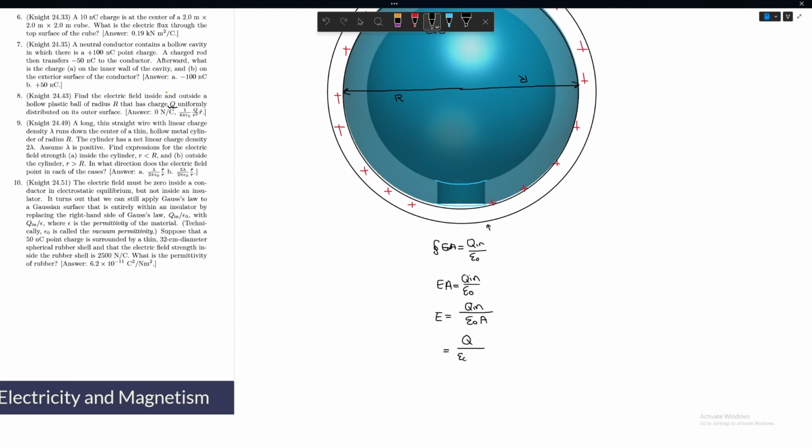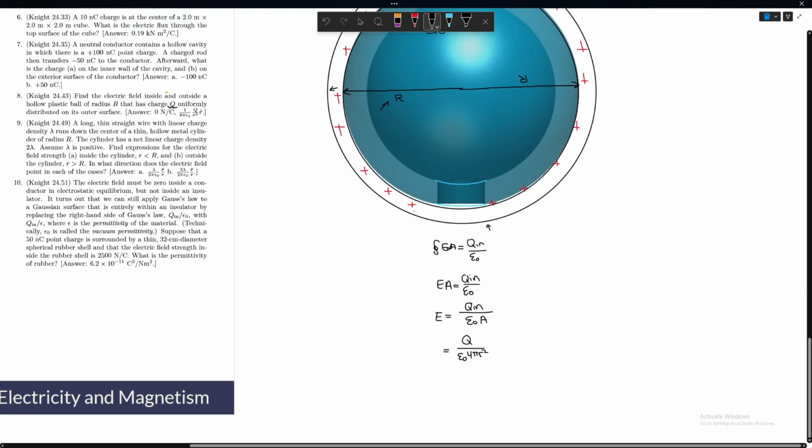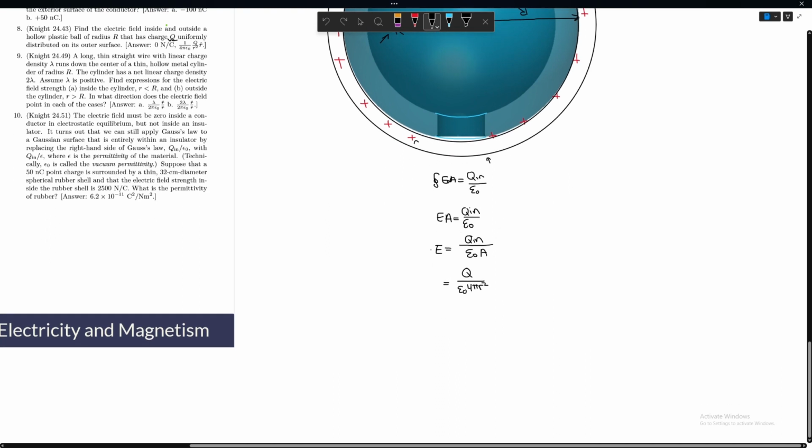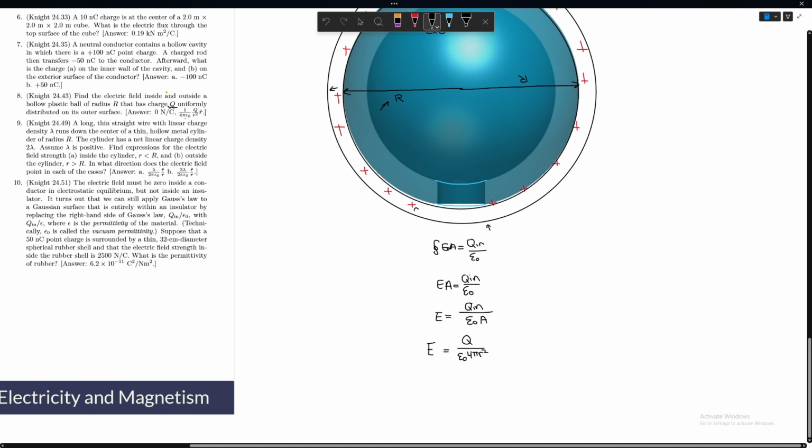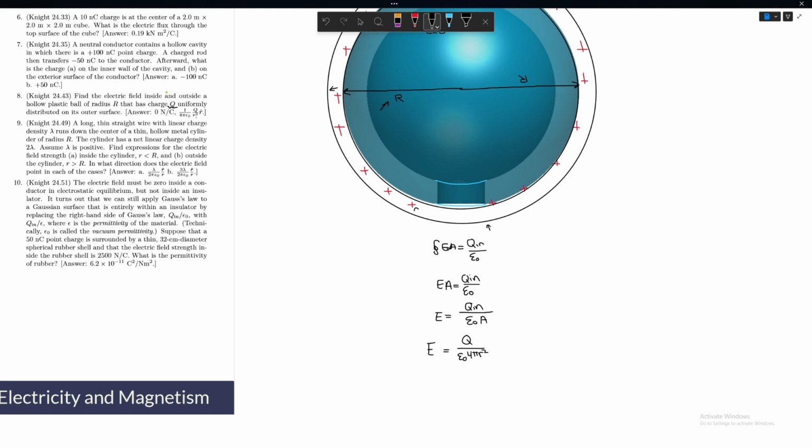Now my E naught, my sphere is just 4 pi r squared, and r is this big R, right? Like I said, this Gaussian surface is basically right on the surface. And so that equals my electric field. And so looking at the equation they have, 1 over 4 pi epsilon naught, so we have 4 pi epsilon naught, and you have r squared, Q in the r direction. Right? And that's this question.